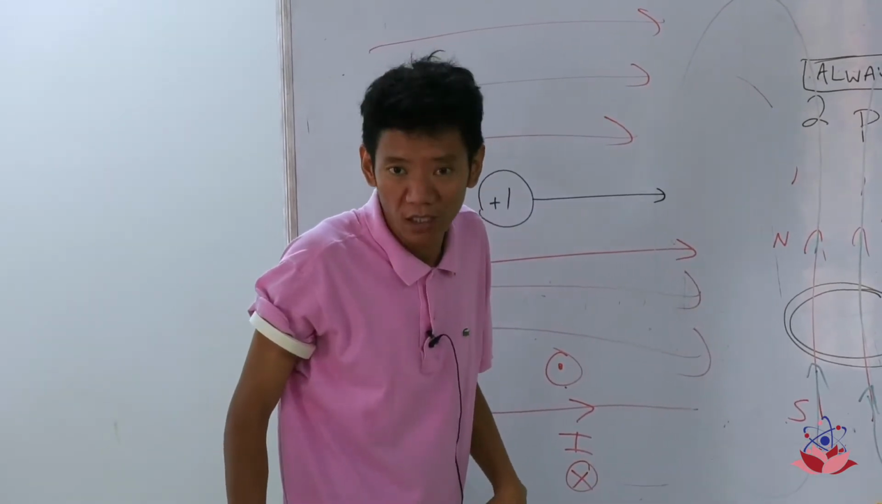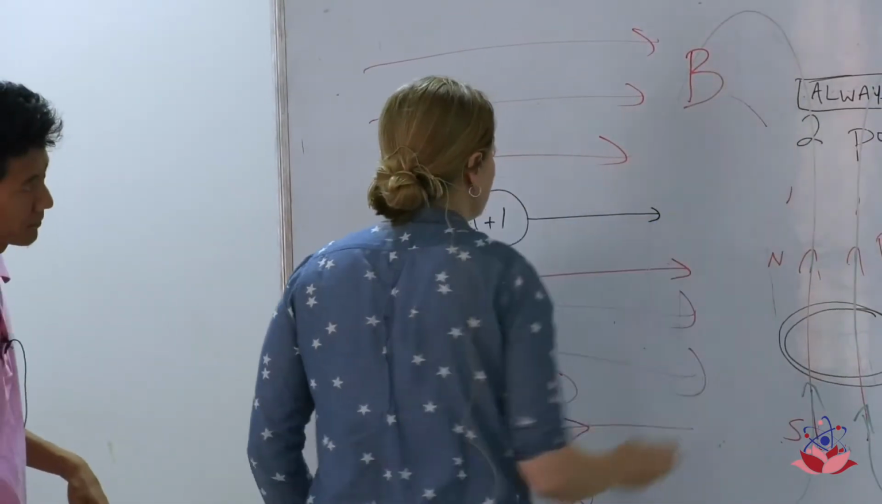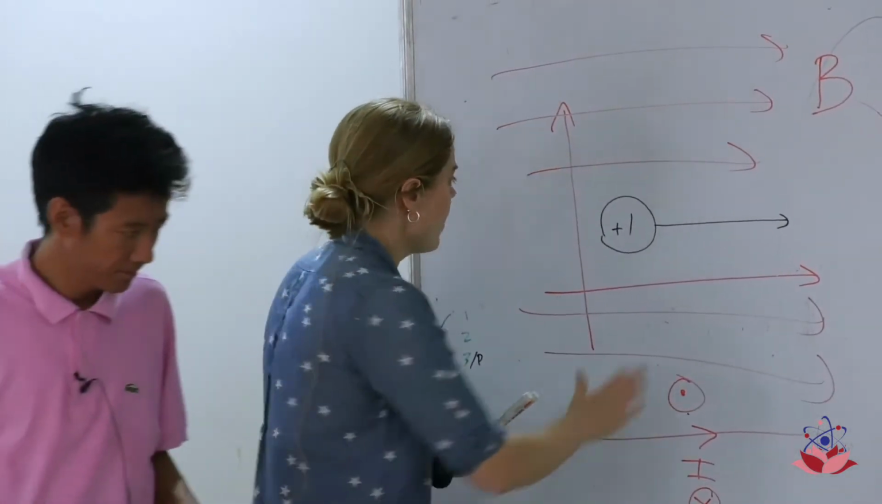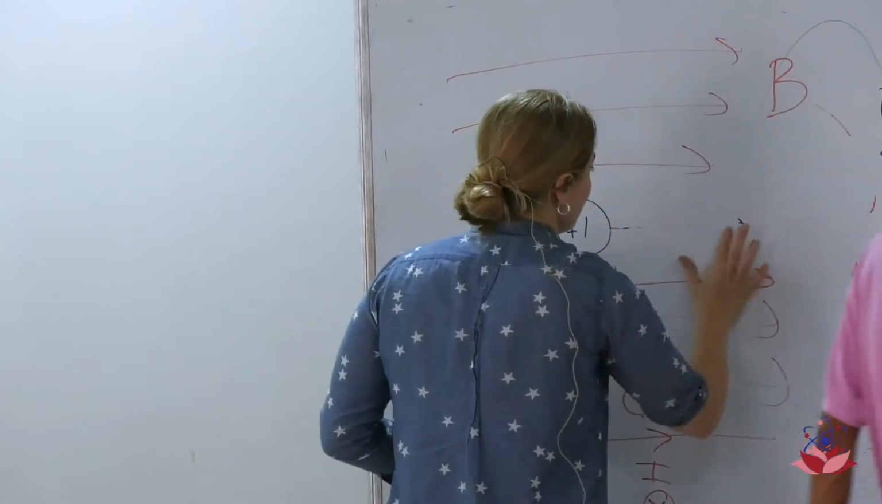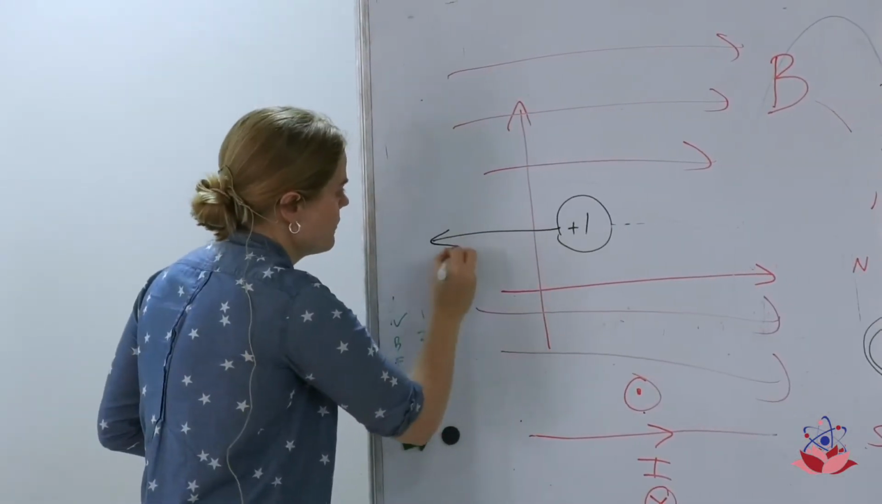Okay, these are, so this is the direction the field points. What if instead of moving this way, the charge moves this way?